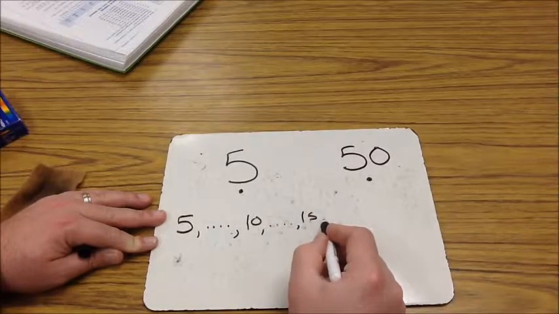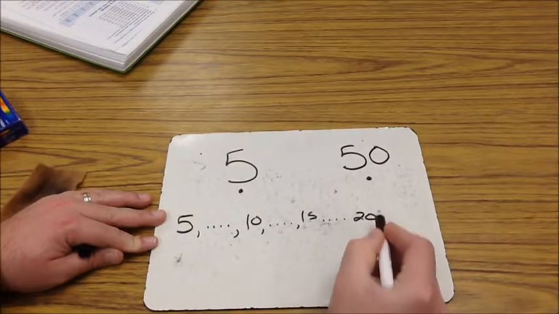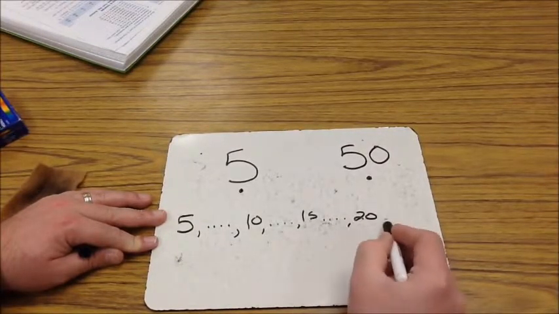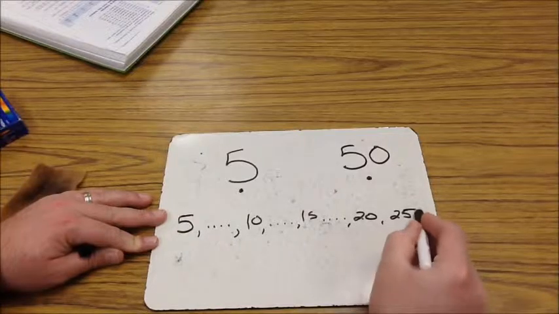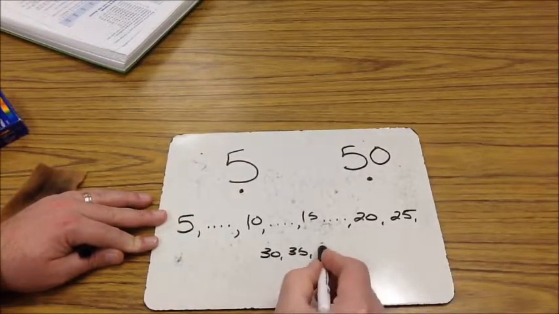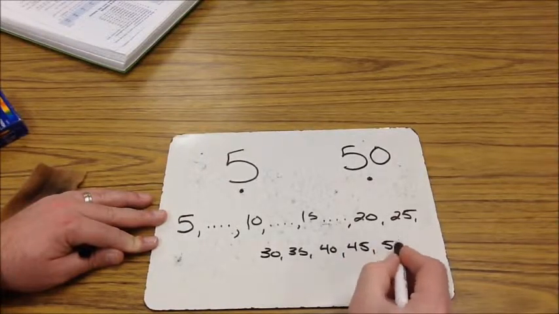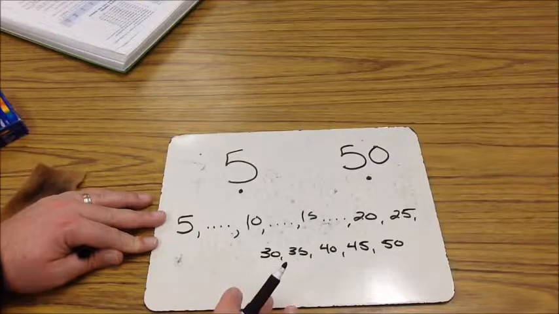Then my next number would be 16, 17, 18, 19, 20. Each time I'm adding 5. 25, 30, 35, 40, 45, and 50. That's how you would do it.